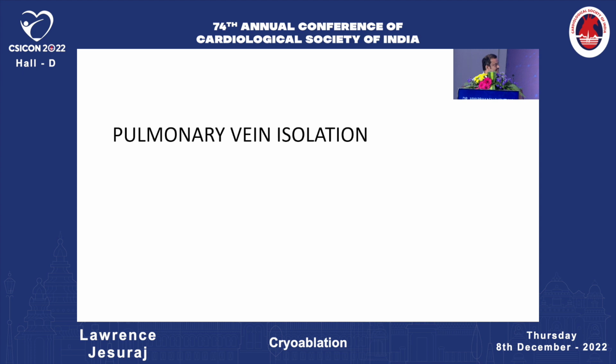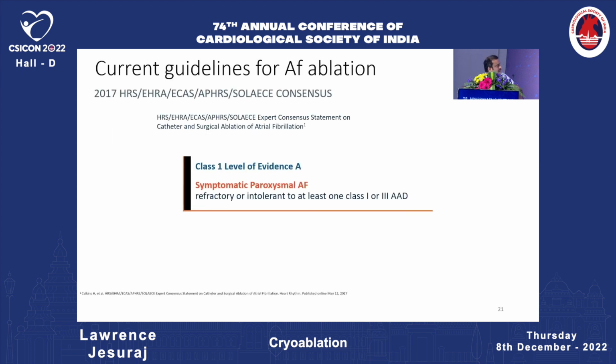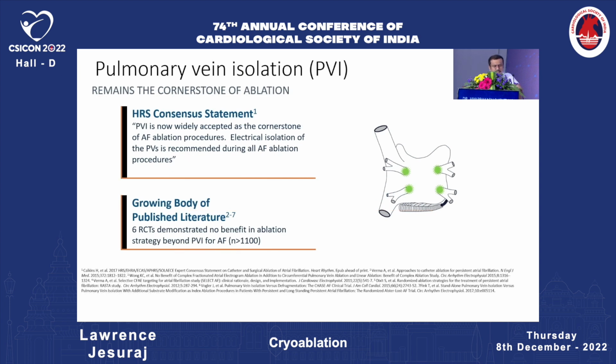The primary application of cryo is in the region of pulmonary vein isolation. Right now, we know the class 1 indication for paroxysmal AF remains refractory or drug intolerant atrial fibrillation, where you can consider ablation of this arrhythmia. So HRS clearly says pulmonary vein isolation is the cornerstone of AF ablation procedures, and electrical isolation is recommended during all AF ablation procedures.